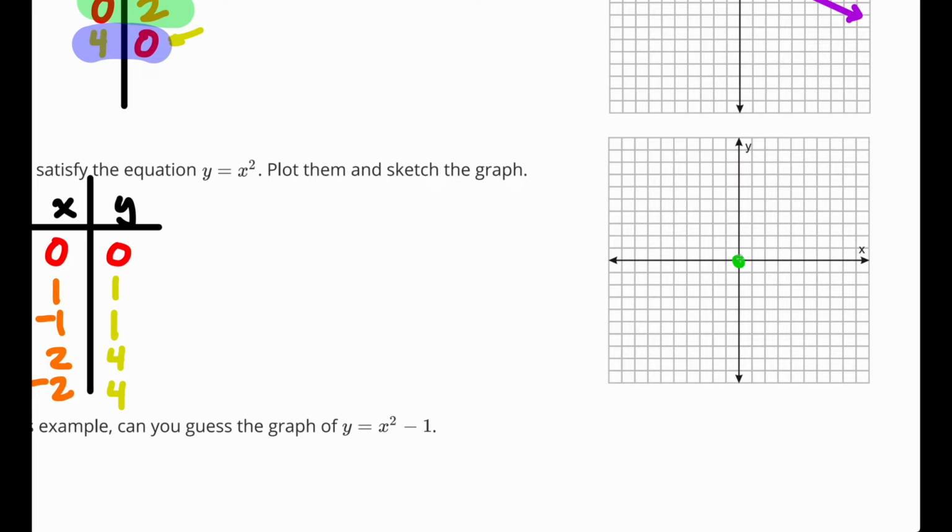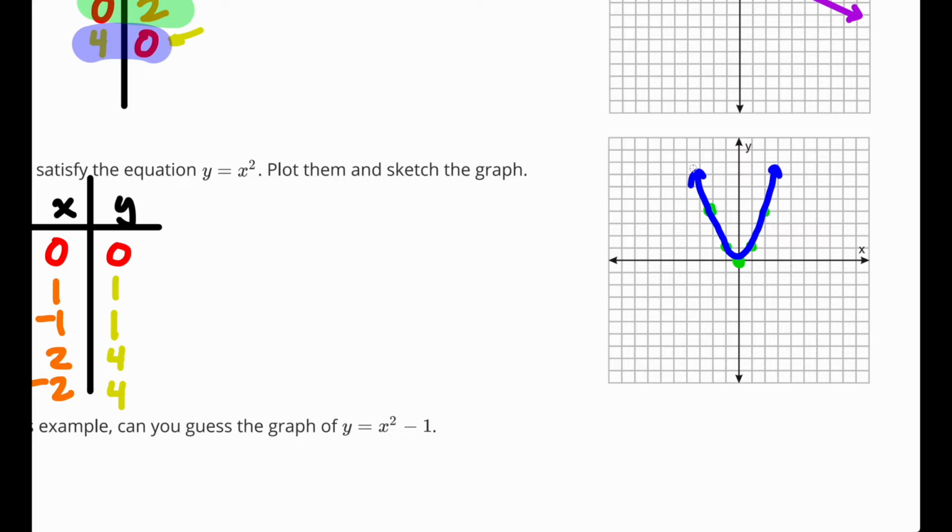0, 0 is here. 1, 1 is here, -1, 1 is here. So you can already see why it forms that parabola, that U. There's a symmetry to this. 2, 4, 1, 2, 3, 4 up here. -2, 4 right there. The y's are always going to be the same for the positive and negative because they're squared, and you always end up with a positive there. So you end up with a quadratic. Hopefully you can make a parabola better than me, but that's how mine looks.